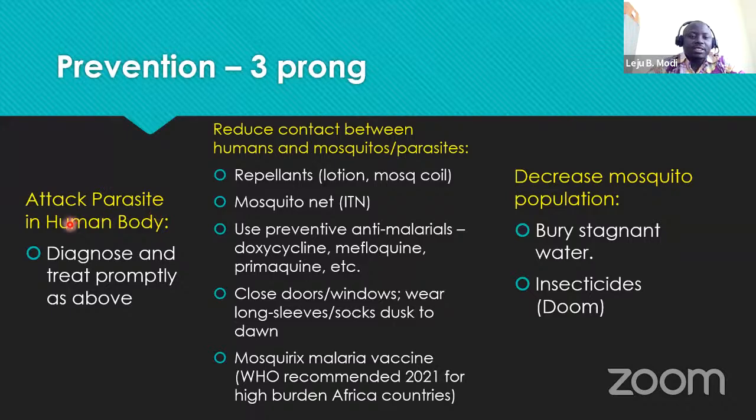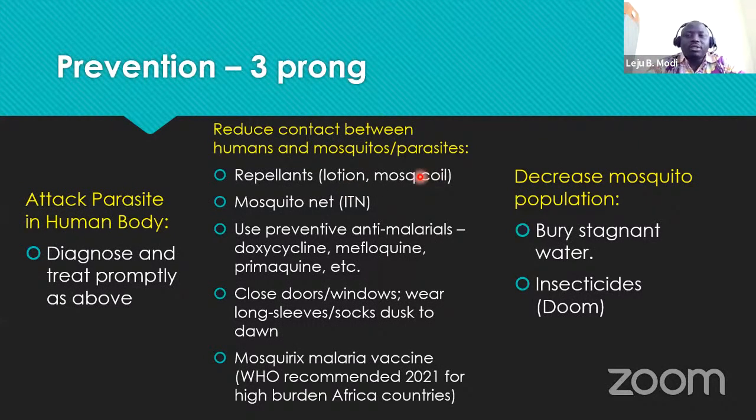So if you remove the A, which is awareness, you will really think of 3 ways here. Attack the parasite in the body, which is the diagnosis and the treatment itself. And then reducing contact between humans and mosquitoes or the parasite itself. So that is more of the bite prevention B. So we mentioned things like repellents. The repellents could be lotion that you smear on your body, mostly on the arms and the hands and the feet, areas that are exposed to mosquito bites mostly.